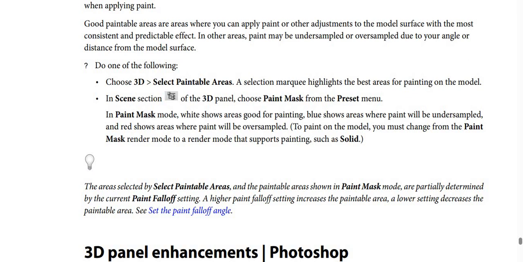After that, in the skin section of the 3D panel, you should choose paint mask from the preset menu. In paint mask mode, white shows areas good for painting, blue shows areas where paint will be undersampled, and red shows areas where paint will be oversampled. To paint on the model, you must change from the paint mask render mode to a render mode that supports painting, such as solid.